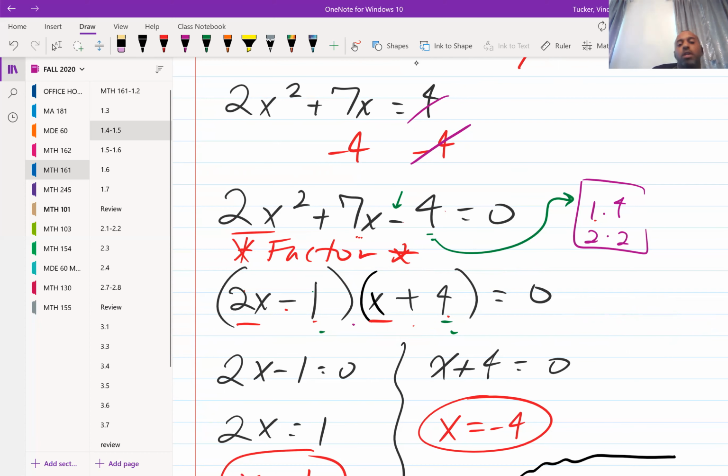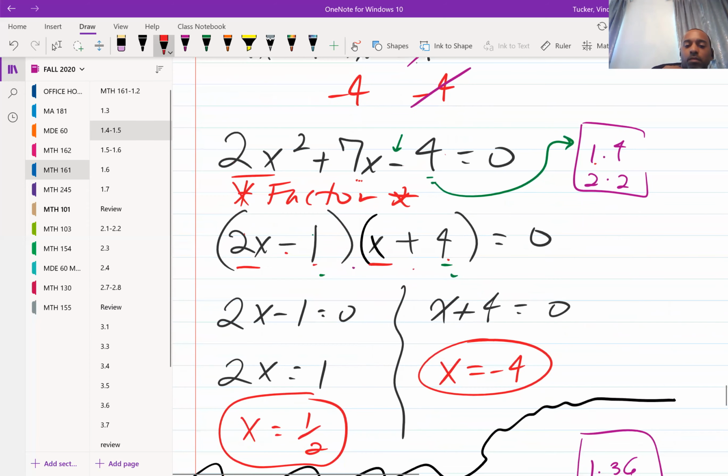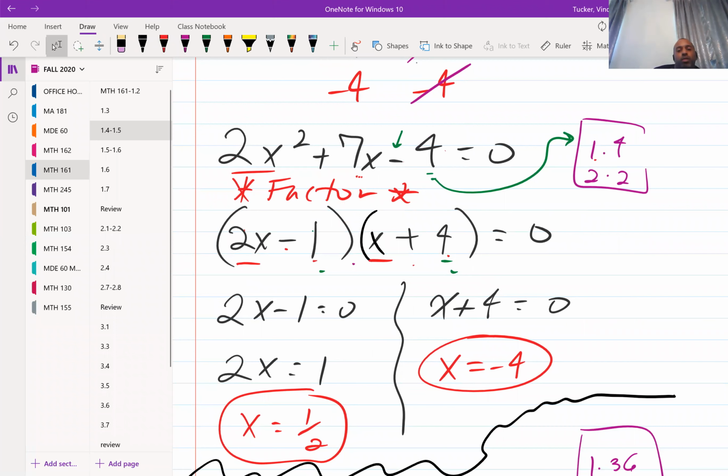Let me erase these. So once you factor, you can set each part equal to 0 now. 2x minus 1 equal to 0, x plus 4 equal to 0. Add 1 to both sides, divide by 2. 1/2 is the first solution, and then in the second one, subtract 4 from both sides. X is equal to -4.